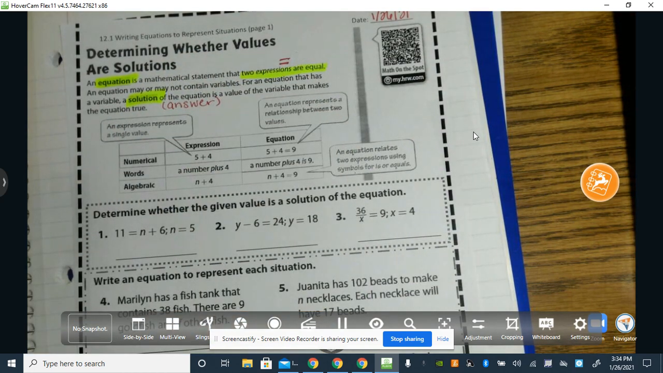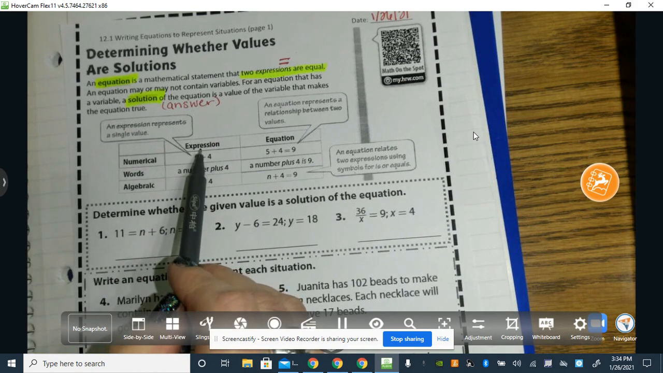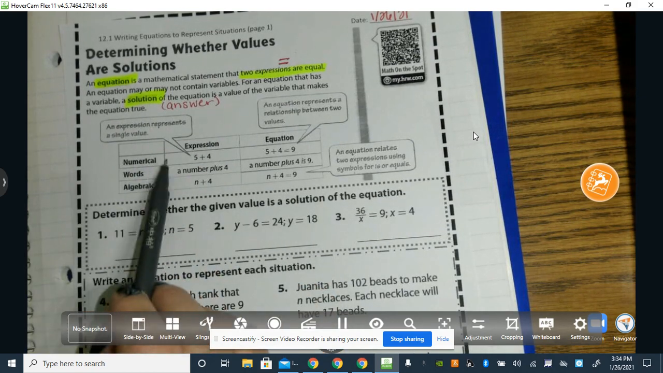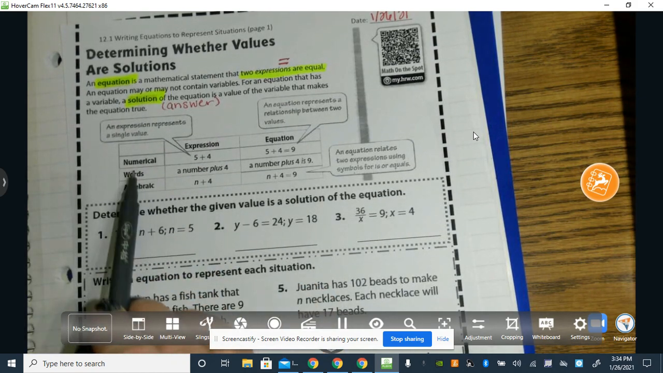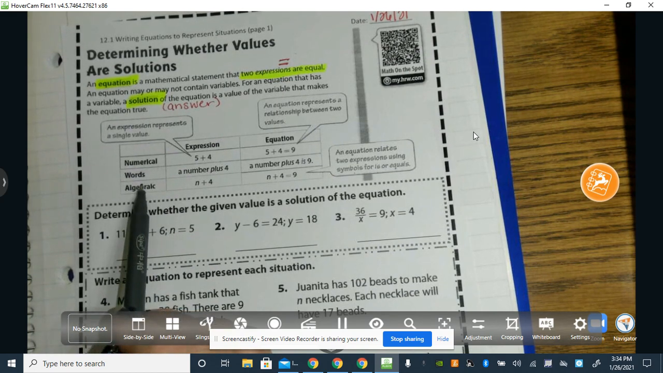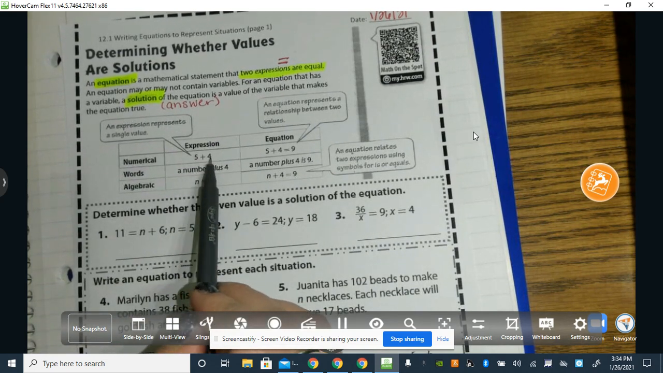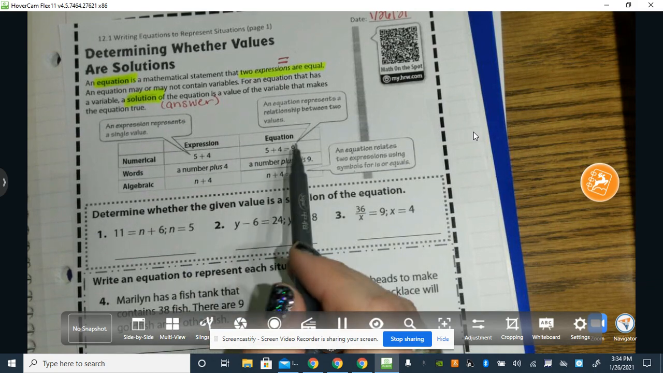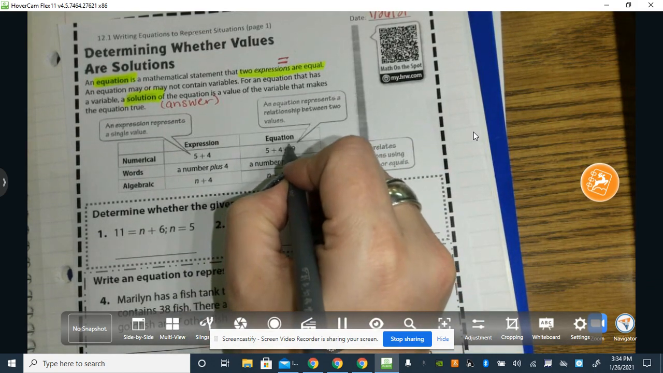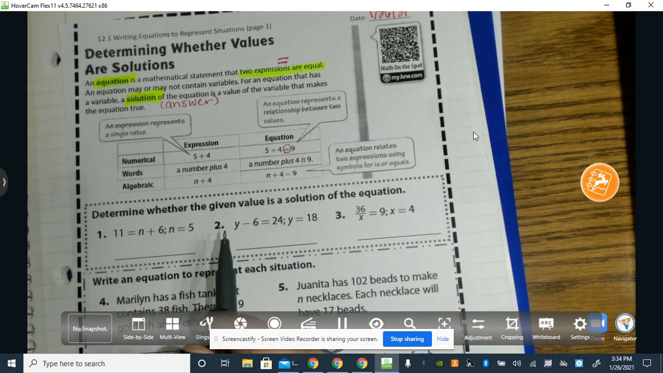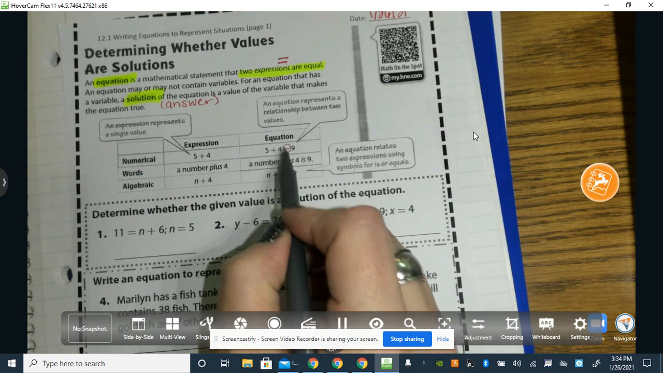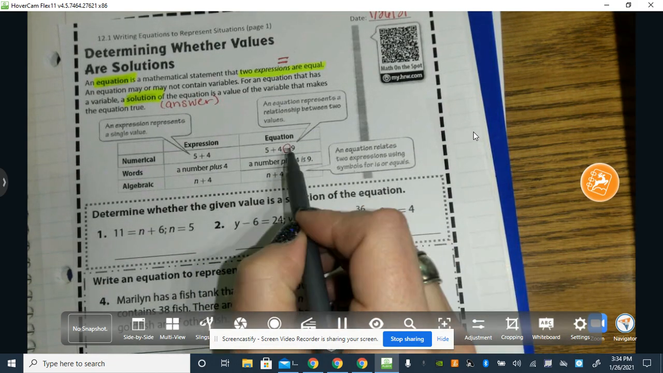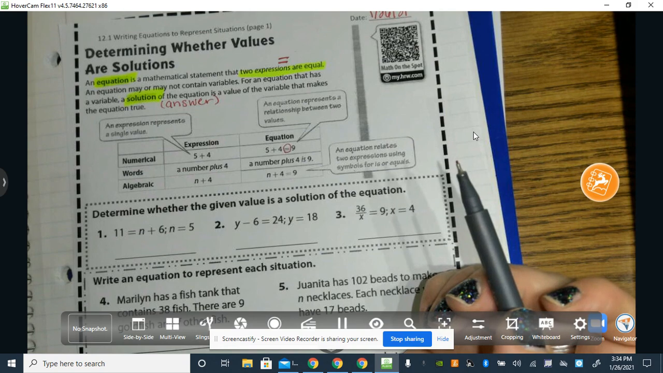Okay? So here is the difference between an expression and an equation. We have it with numbers, we have it with words, we have it algebraically. So 5 plus 4, that's our expression. But when we throw in this little equal sign, that makes it an equation. So 5 plus 4 equals 9 makes it an equation, that little bitty equal sign.